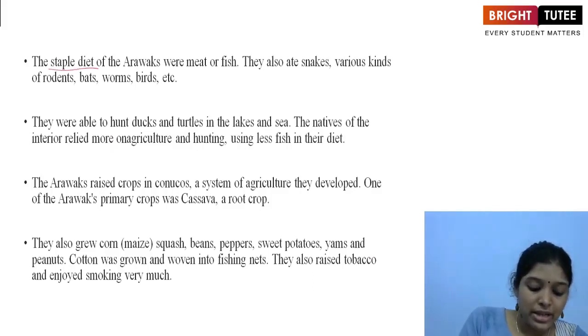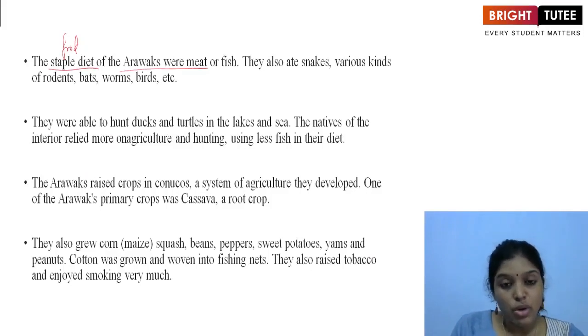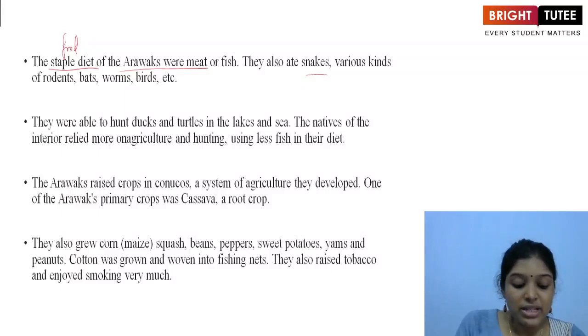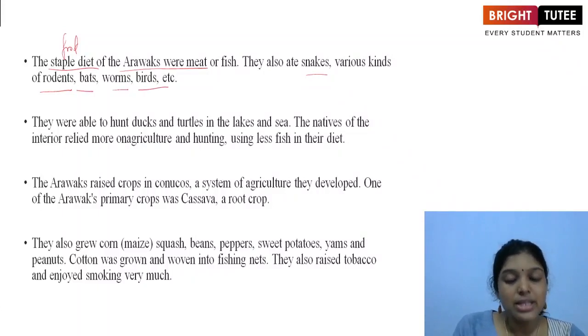And the staple diet, or the food, of the Arawaks was meat or fish. And they also ate snakes, various kinds of rodents, that is, animals like reptiles, bats, worms, birds, etc. So their dietary plan included all of these. And they were able to hunt ducks and turtles in the lakes and sea.